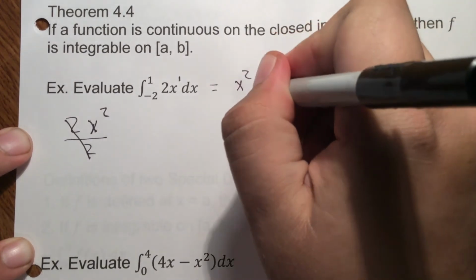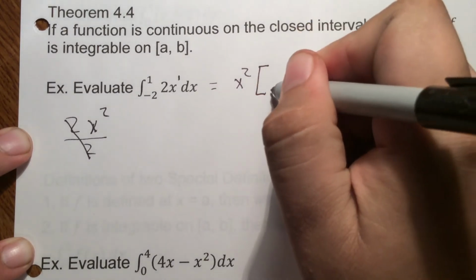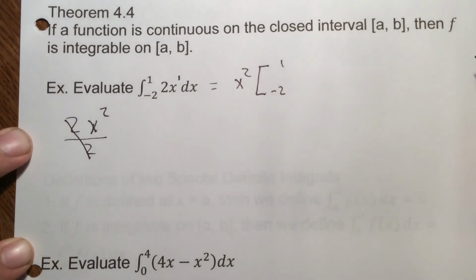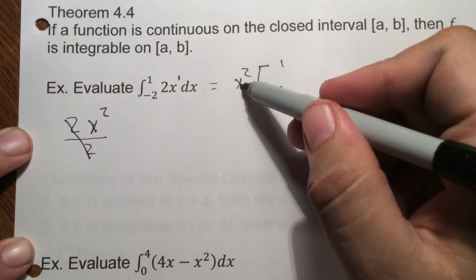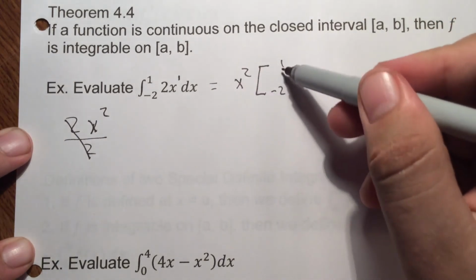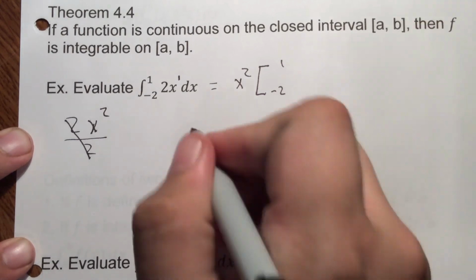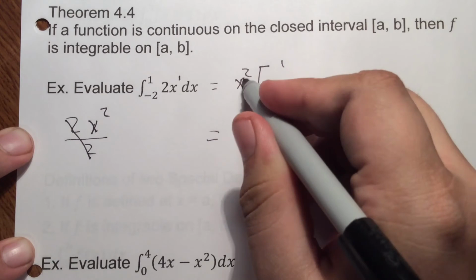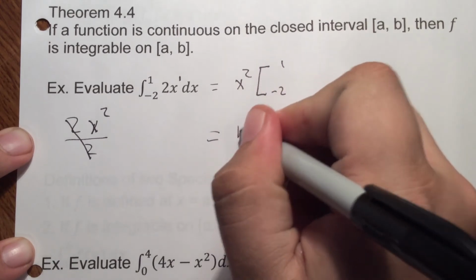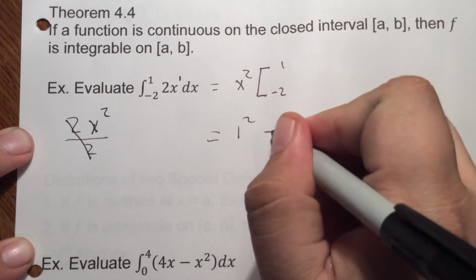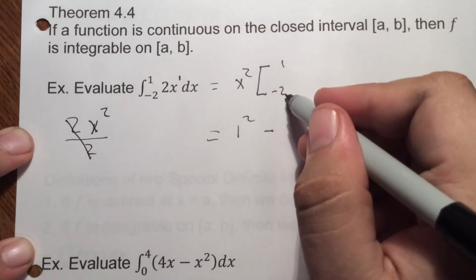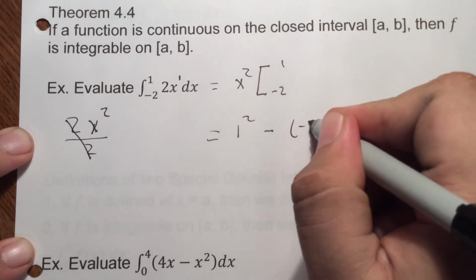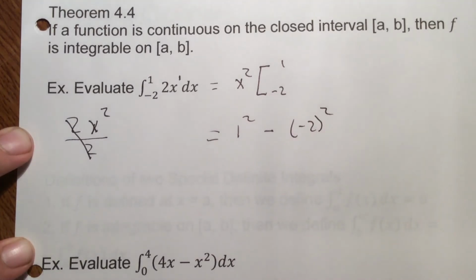Now, here you're going to put a little bracket, and we're going to put those other things, so negative 2 to 1. So what that's saying is, okay, this is our integral, now we need to evaluate it based off of this. So you put the top one in first. If I put 1 in here, 1 squared minus, when you put the bottom one in, negative 2 squared.